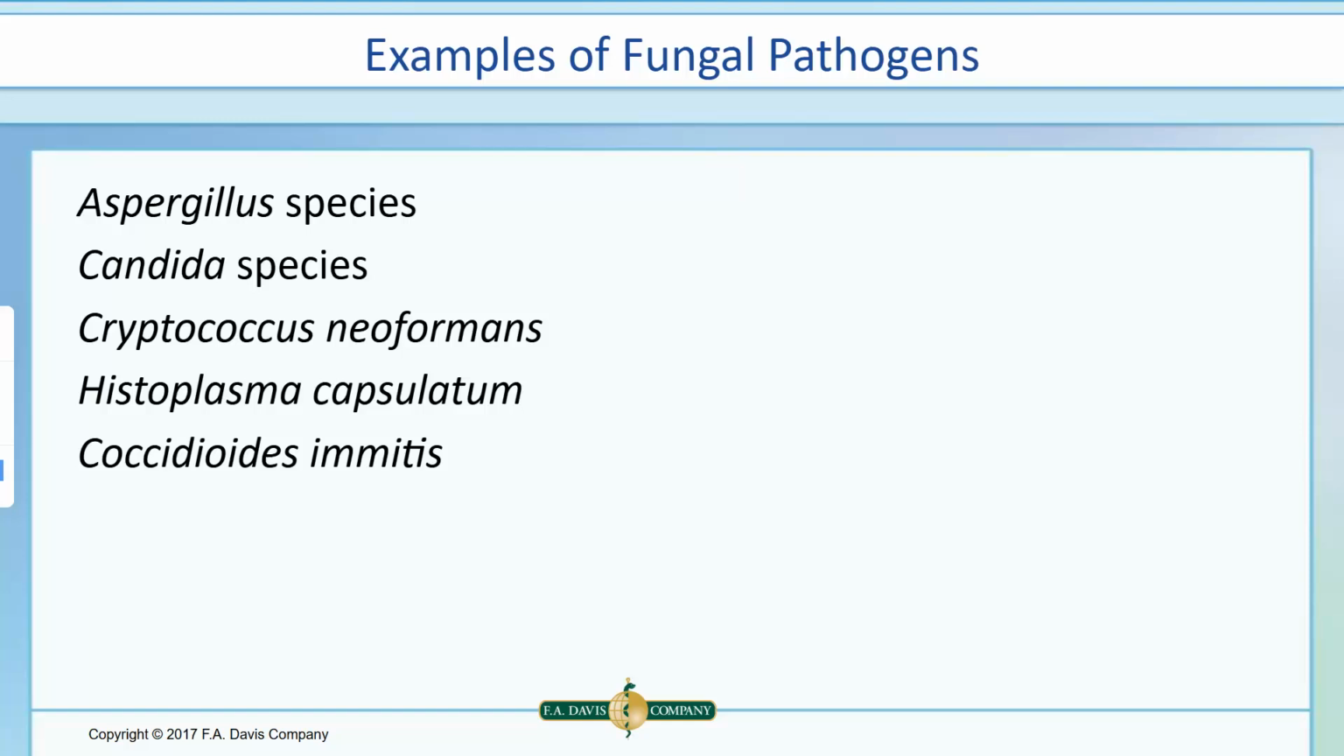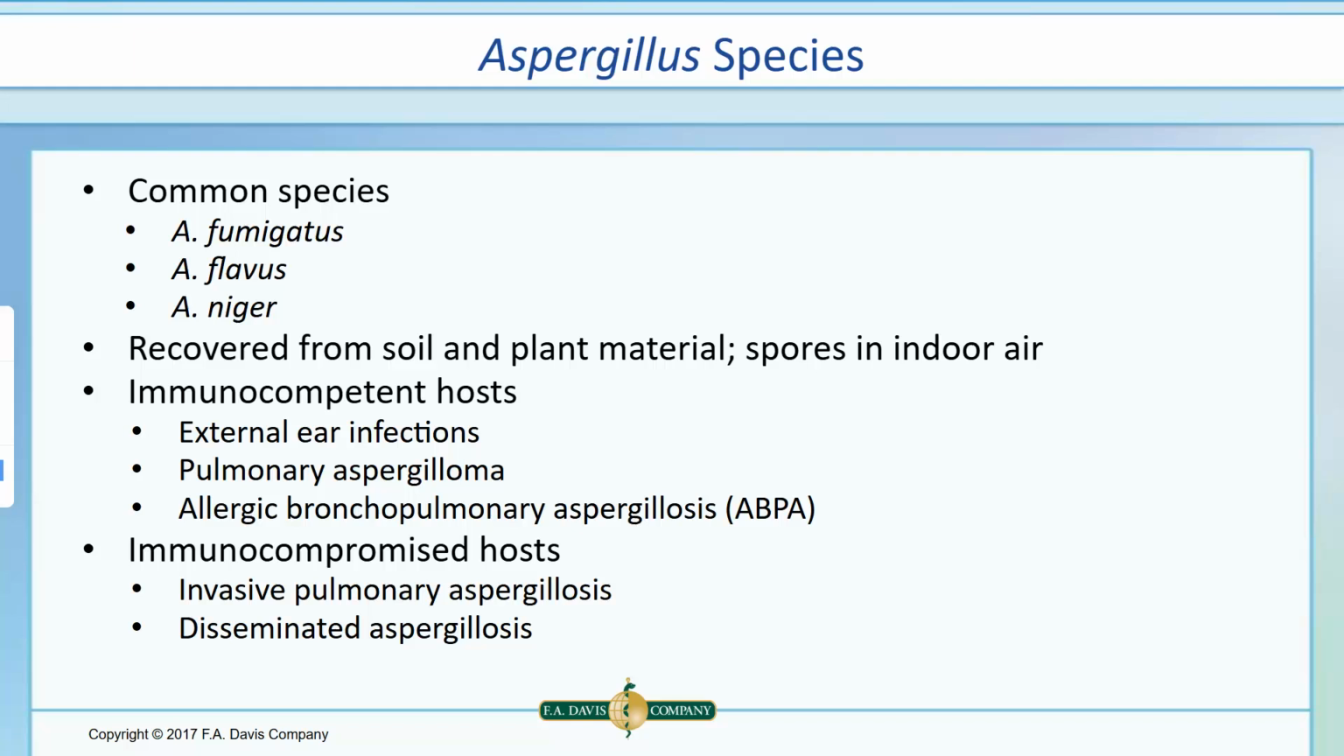Examples of fungal pathogens are listed here, and we'll go through each one of these. So, Aspergillus: common species include Aspergillus fumigatus, flavus, and niger. They're recovered from soil and plant material, spores in indoor air, and they're commonly around in the environment. In immunocompetent hosts, they can cause external ear infections, pulmonary aspergilloma, or allergic bronchopulmonary aspergillosis. In immunocompromised hosts, they can cause invasive pulmonary aspergillosis or disseminated aspergillosis.